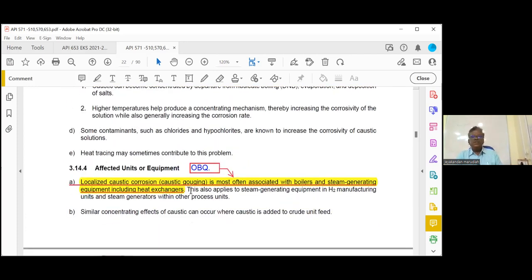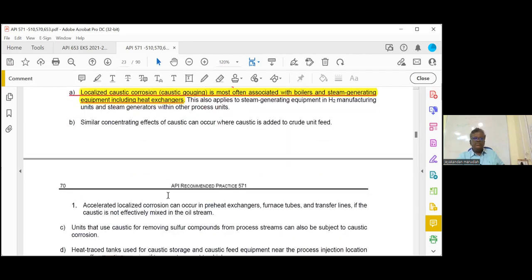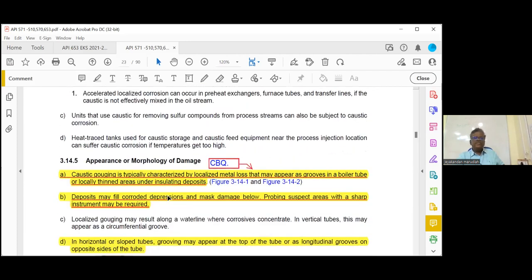Localized caustic corrosion, caustic gouging, is most often associated with boilers and steam generating equipment, including heat exchangers. That line is important. Open the question. Then appearance. Caustic gouging is typically characterized by localized metal loss that may appear as a groove in a boiler tube or locally thinned areas under insulating deposit. That is important: groove in a boiler tube. That is a closed loop question.